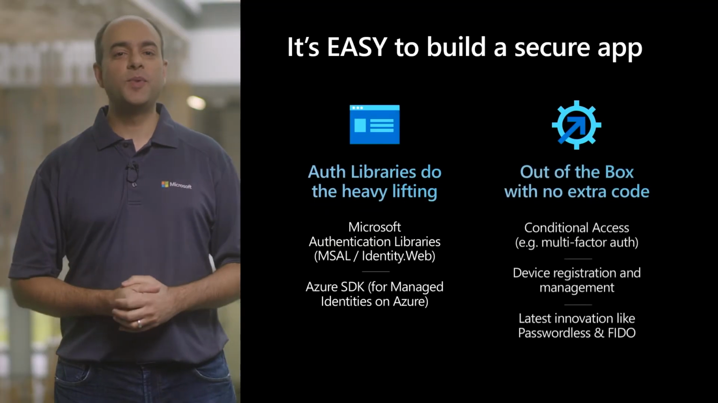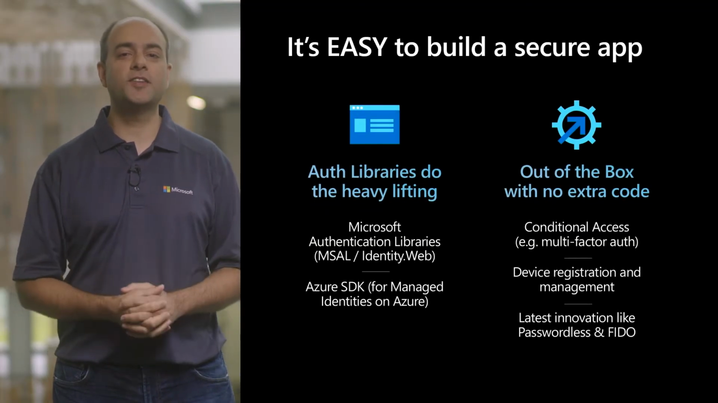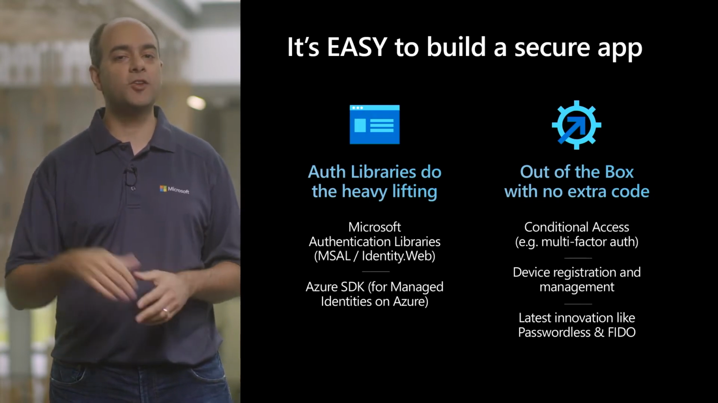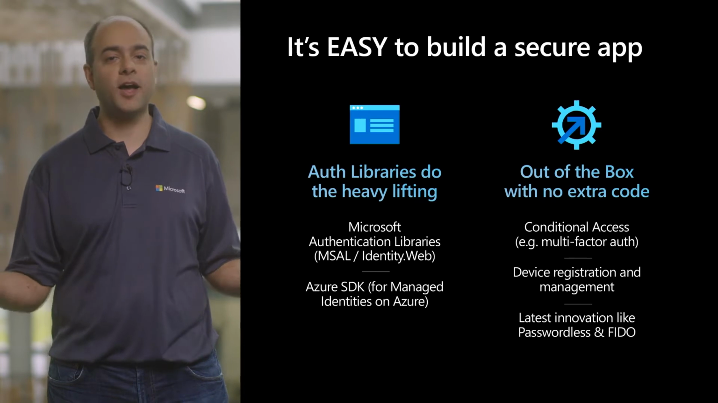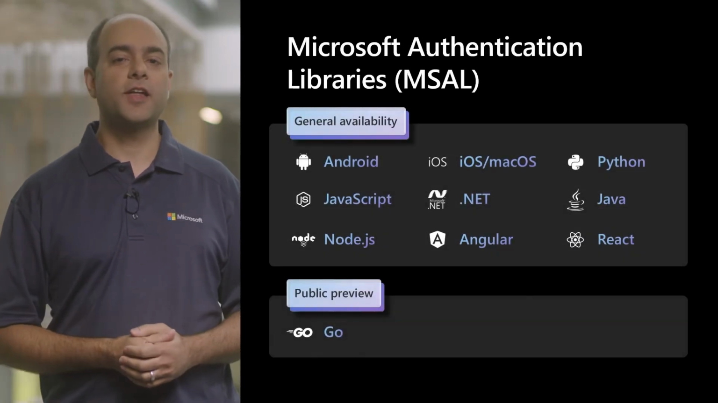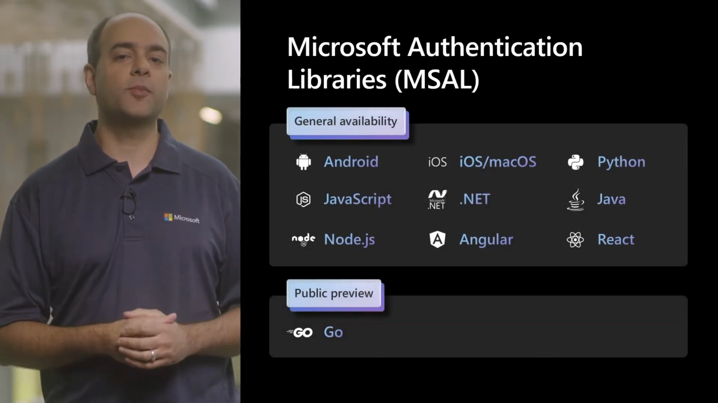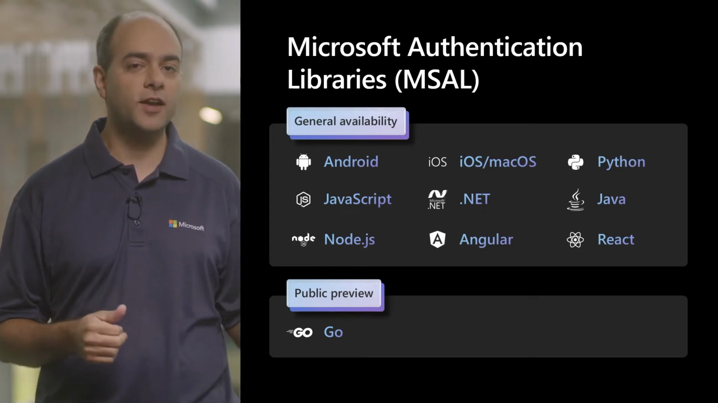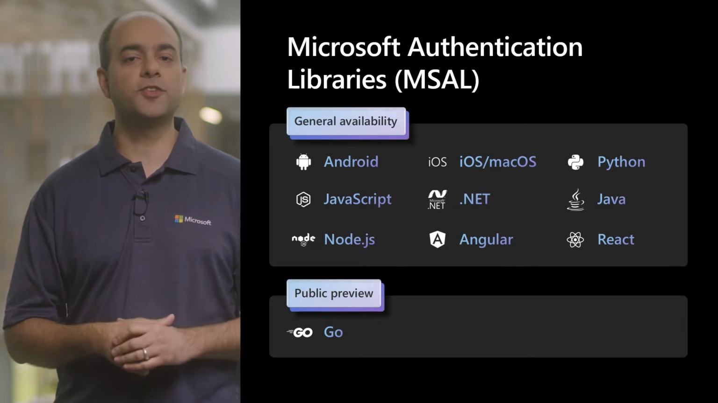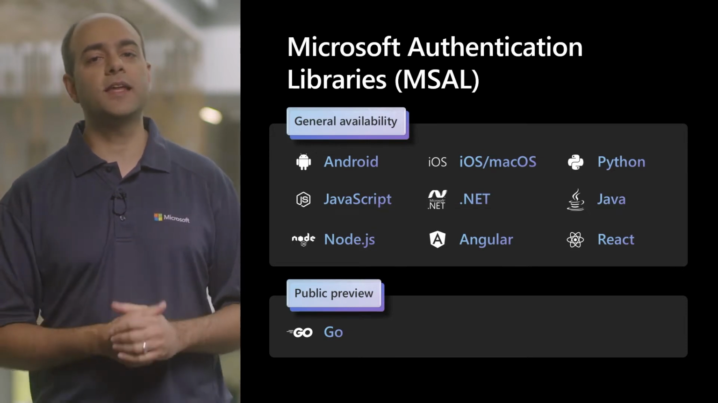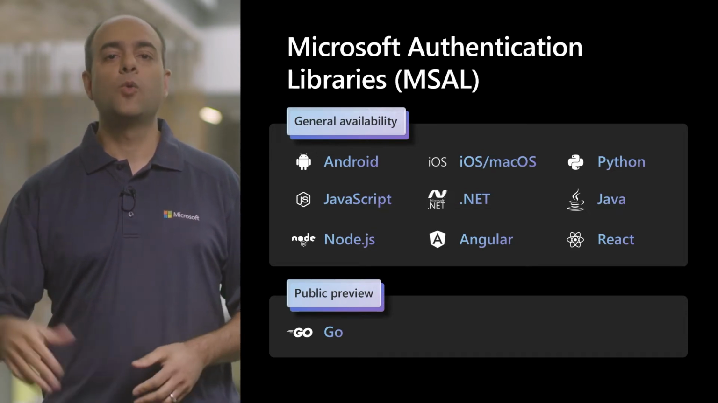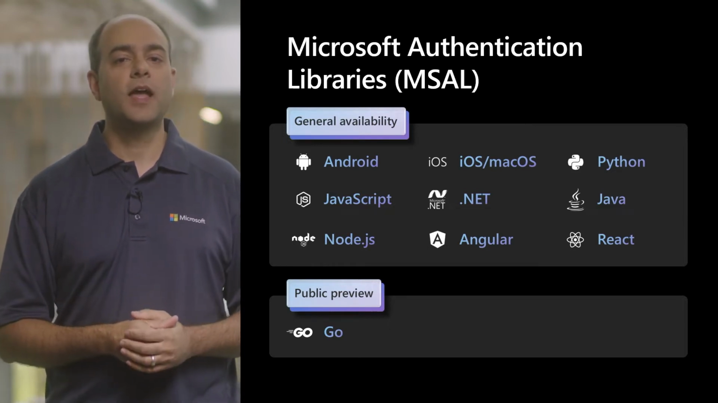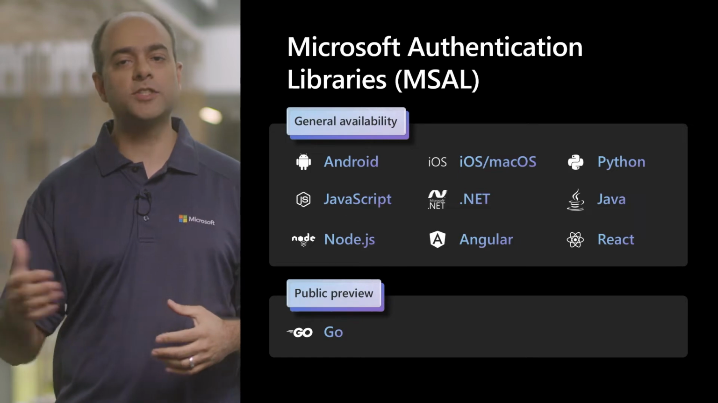That's it. Because Microsoft authentication libraries handle all the heavy lifting, your application is now ready to handle many advanced scenarios out of the box. Our Microsoft authentication libraries are optimized for the Microsoft Identity Platform and provide the best experience for single sign-on, caching for outage resilience, and supporting the latest innovation. We have a variety of MSAL libraries that are generally available, and the coverage of our languages and frameworks continues to expand.